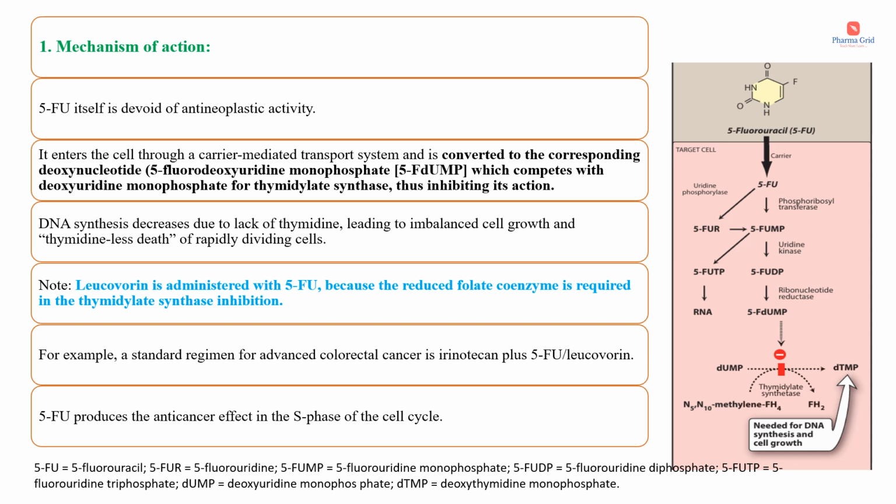This dTMP, or deoxythymidine monophosphate, is needed for DNA synthesis as well as cell growth. DNA synthesis decreases due to lack of thymidine, leading to imbalanced cell growth and thymidine-less death of rapidly dividing cells. And one important point, leucovorin is administered with 5-fluorouracil because the reduced folate coenzyme is required in the thymidylate synthase inhibition. For example, a standard regimen for advanced colorectal cancer is irinotecan plus 5-fluorouracil with leucovorin. 5-fluorouracil produces the anti-cancer effect in the S phase of the cell cycle.